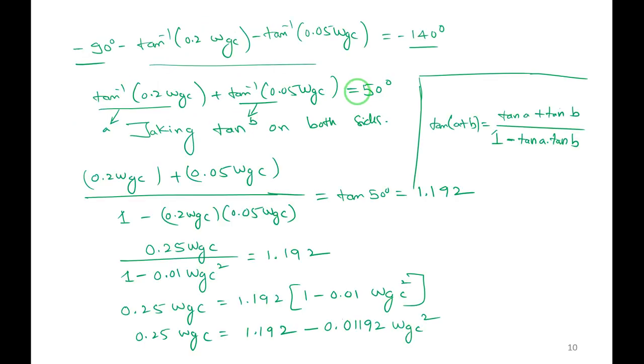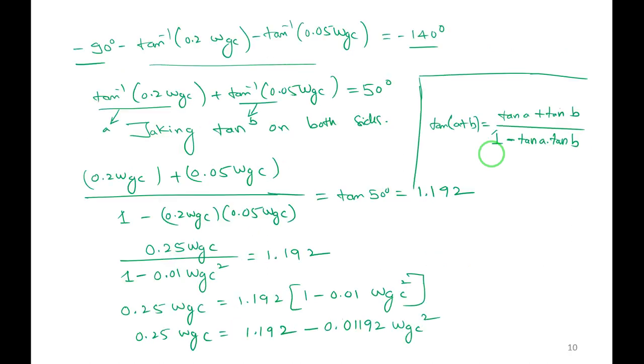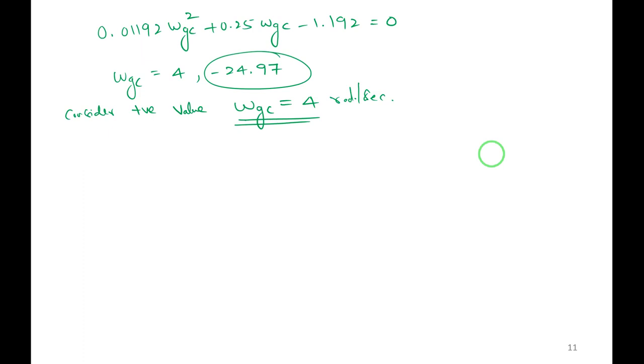Okay, we have found omega gc, but our intention is to find K. What is the value of K? So what can we do? Here we have the angle of G of j omega. Omega gc we came to know, we will substitute here. Let me have a quick glance, okay, fine, this is 4 radians per second. And one more thing for this problem: at omega equal to omega gc, this condition we have to use.